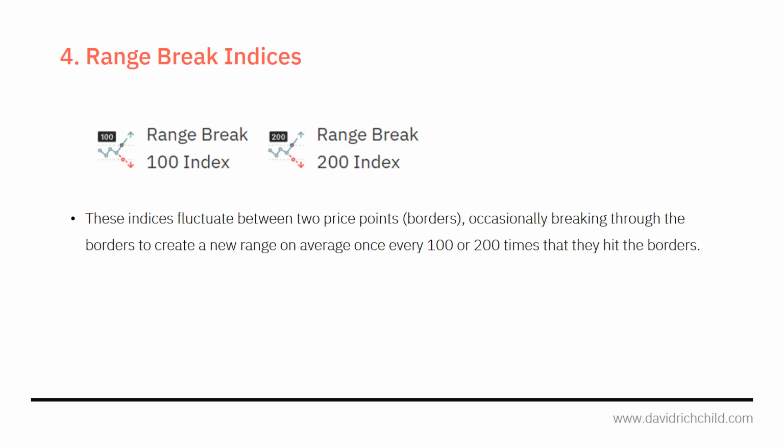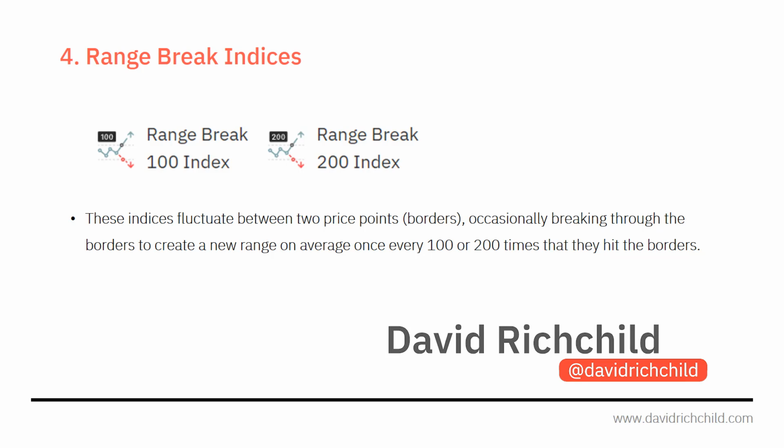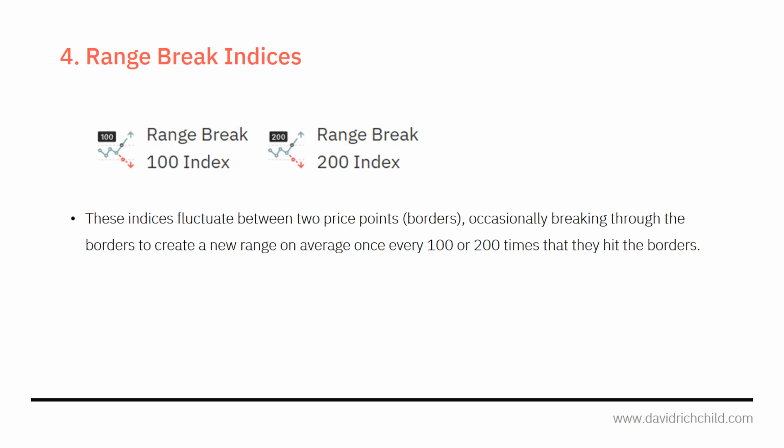Another one is the range break indices. These indices fluctuate between two price points, which are borders. These markets range and then break out of the range. It can occasionally break through the borders to create a new range, on average once every 100 or 200 times that they hit the borders. Whether it's 100 times or 200 times hitting the borders, the price will eventually break out of that range. So it ranges and then it breaks.